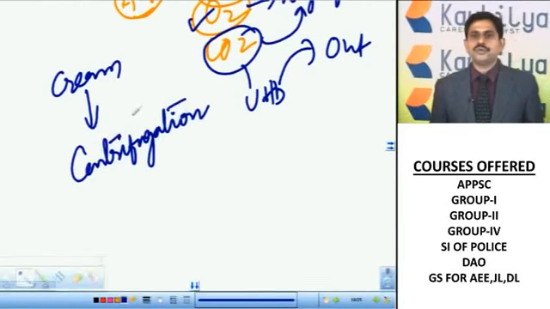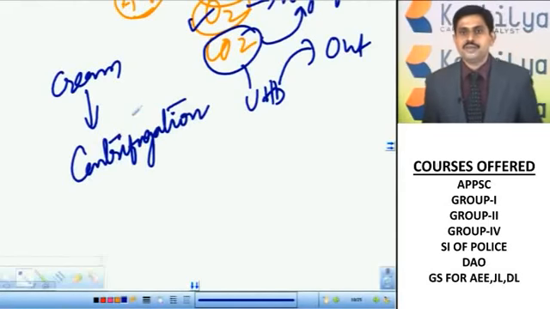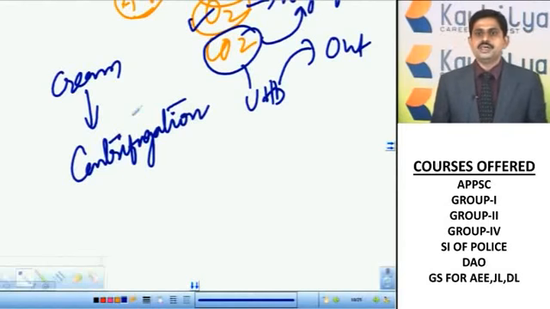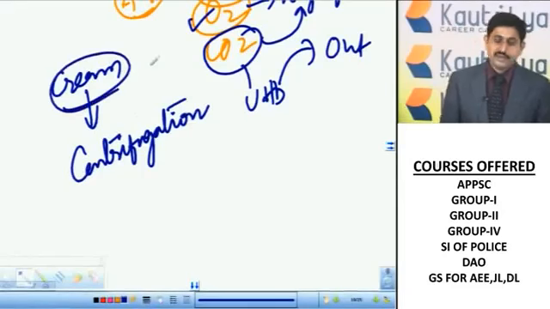Centrifugation is a process of separation of different constituents based on their density, right? Based on their sedimentation coefficient. Those with higher density sediment at the bottom, and those with lower density stay at the top. So based on density, we can separate any kind of substances. Here the cream, having lesser density, can be separated from the milk by the process called centrifugation.